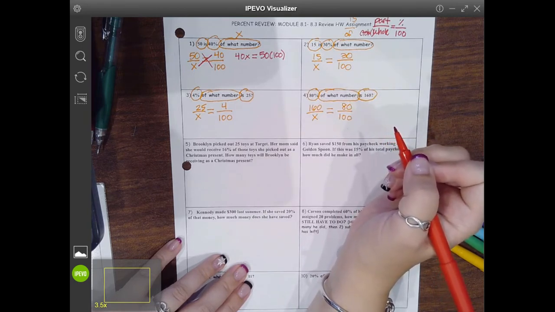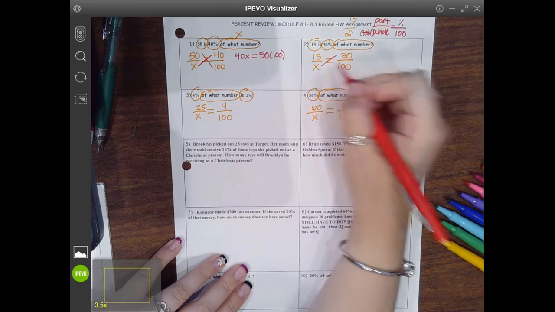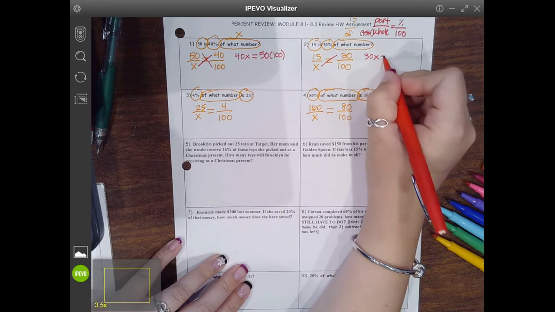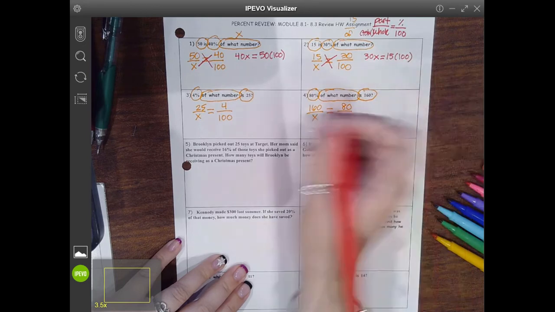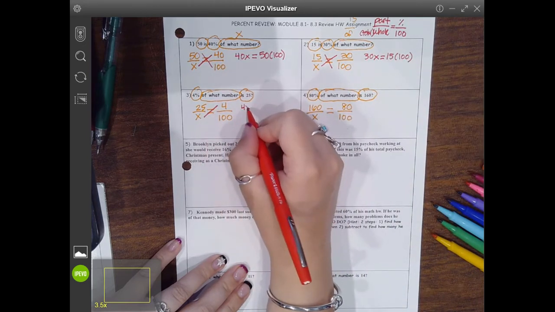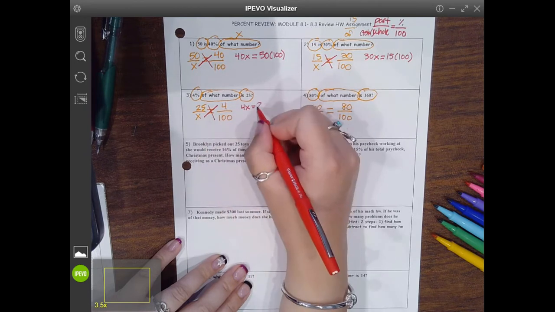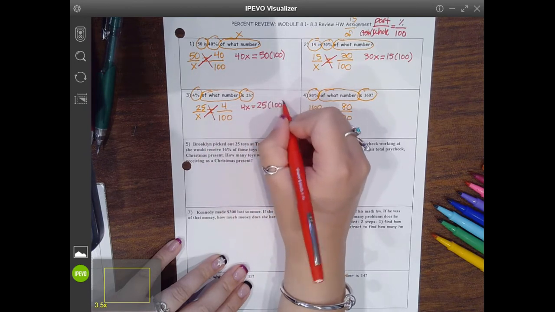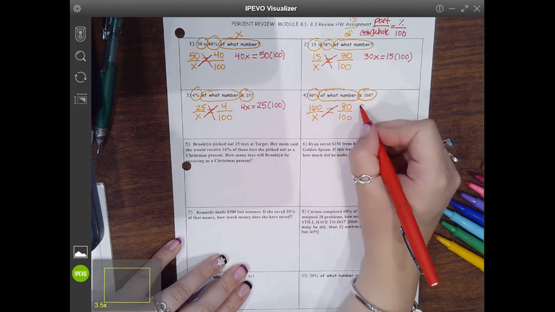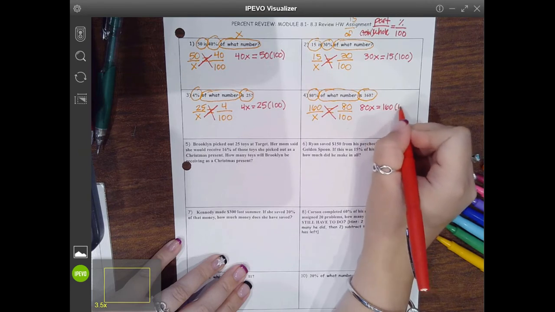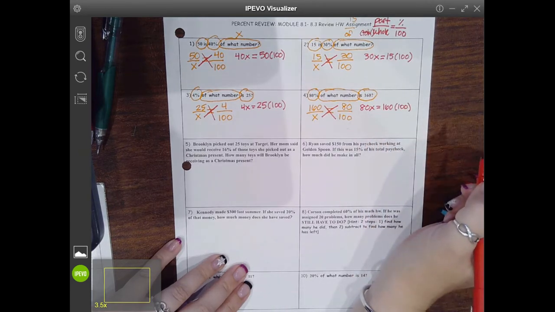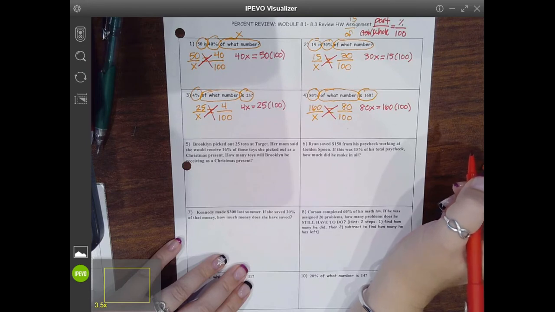Okay, now that you're back with us, because you pressed pause and then unpause, 30 is across from x. Set that equal to 15 is across from 100. 4 is across from x. 25 is across from 100. 80 is across from x. 160 is across from 100. So again, the two things that are diagonally across from each other, I multiply them and then set them equal to each other.